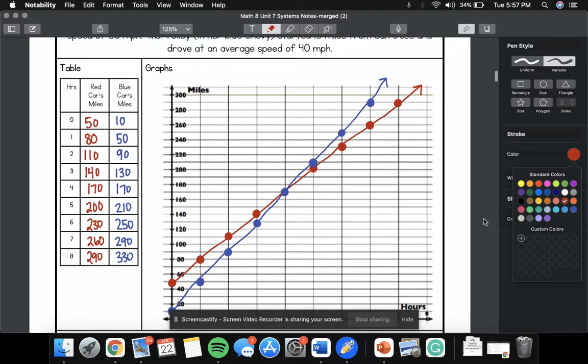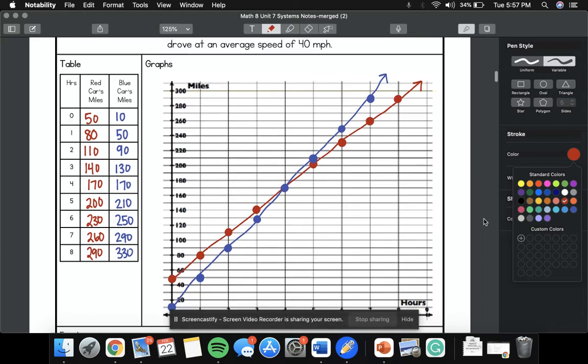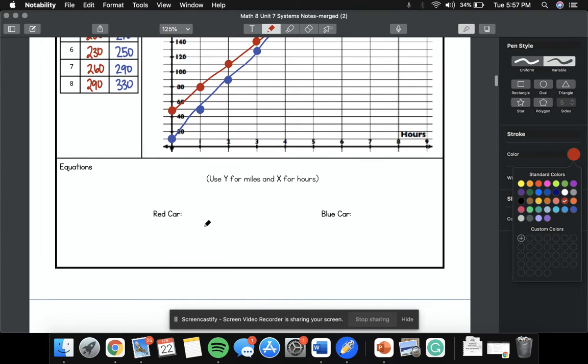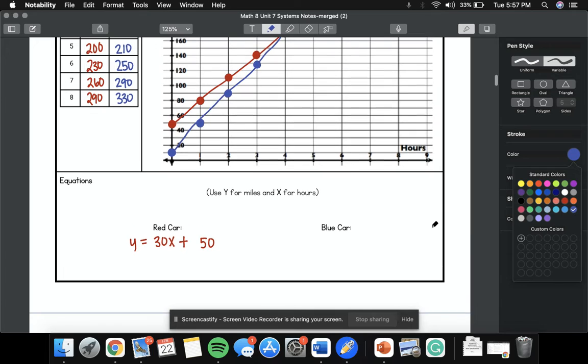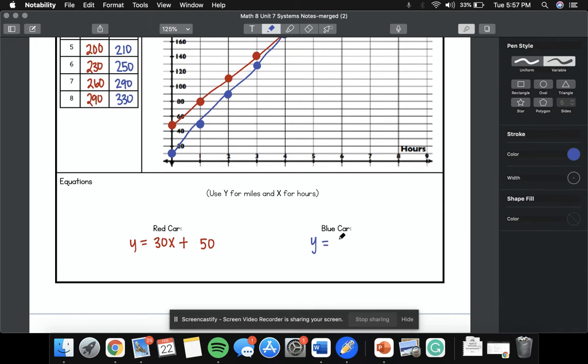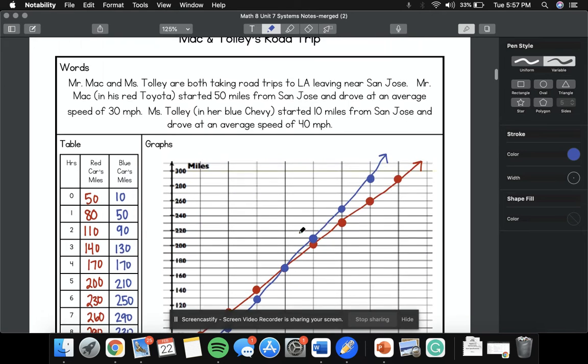Okay, going back to Mr. Mack's car, he started 50 miles away. So that's my starting point, my y-intercept. And he was going 30 miles an hour, and that was my rate, my speed, my pattern. So my equation is miles equals 30 miles an hour plus the 50 that he started off with. Now you're going to try to write Miss Tolley's real quick. All right, for Miss Tolley, she went 40 miles an hour and started 10 miles outside of San Jose. Okay, so you should have all of this filled out.